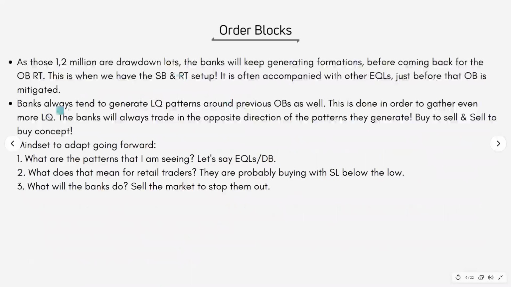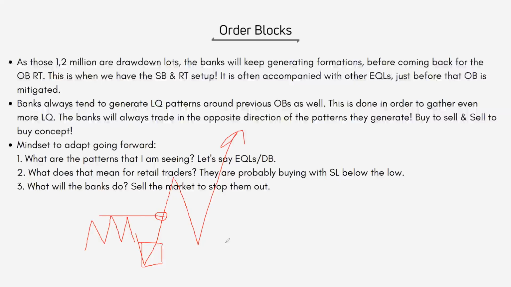Yeah, so I actually explained all of this already. As those 1.2 million loss that were drawdown loss, the bank will keep generating formations before coming back for that OB retest. This is when we have the structure break and retest setup. This is how it stems. Once the market fakes the move and creates the break, let me illustrate again. When you have the double bottom, when the market creates the break of structure right there, this is an OB, and this is your break of structure. And then you have the retest of the order block, which is your best setup. And this is where it stems from.